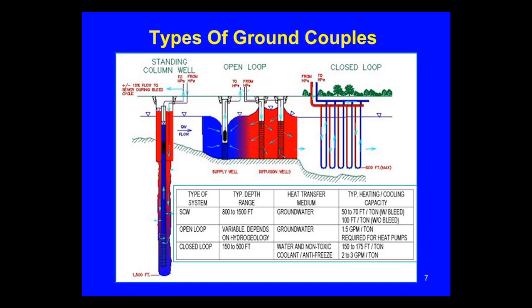The second type of system is called an open loop system. It's by far the most efficient system, but it's not as trustworthy. It's efficient in that it exchanges heat in the best way because you're directly pumping groundwater out of the ground and using the groundwater as a means of exchanging heat as opposed to going through plastic pipes to exchange heat. The groundwater well is built like a conventional water supply well, and basically for every ton you need 1.5 gallons of water, and the water comes out of the ground and circulates back into the ground.